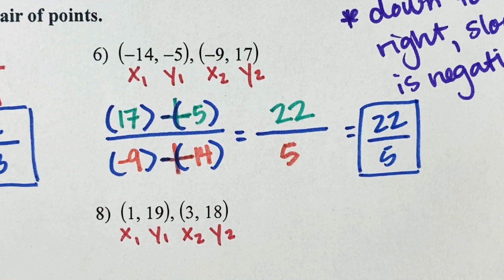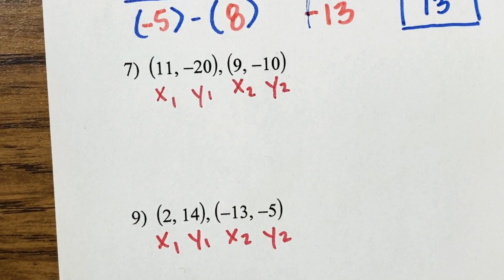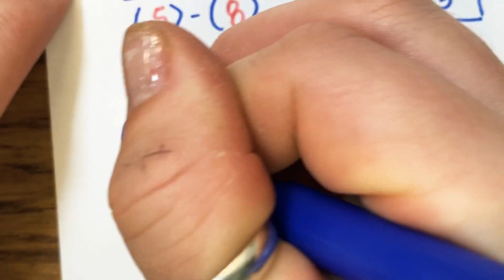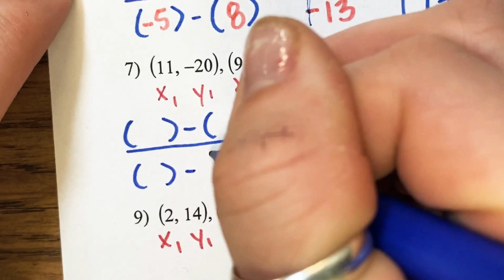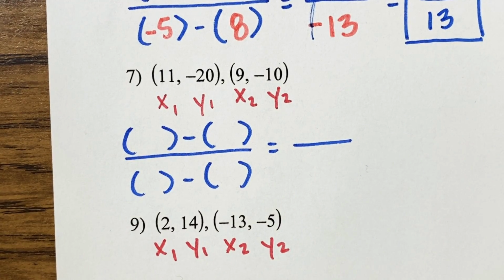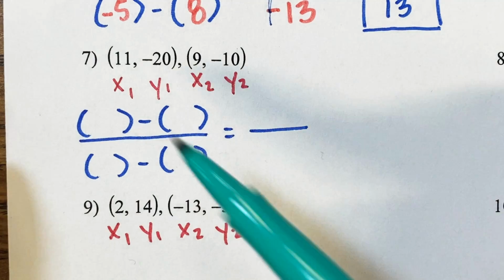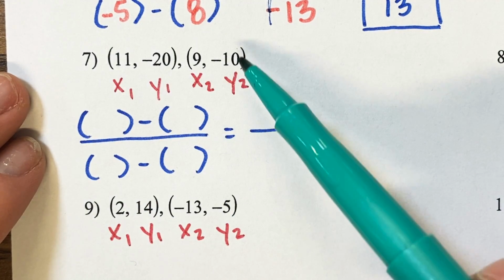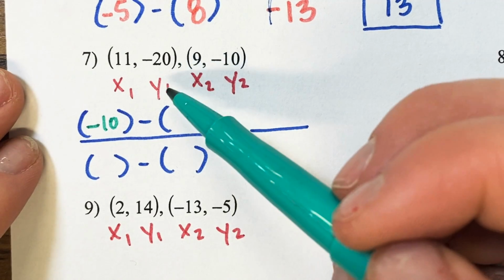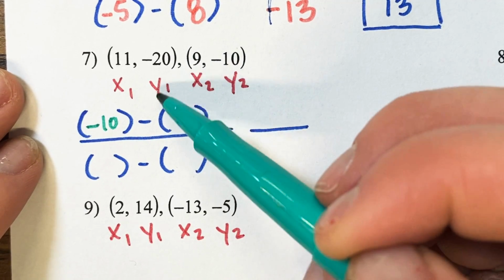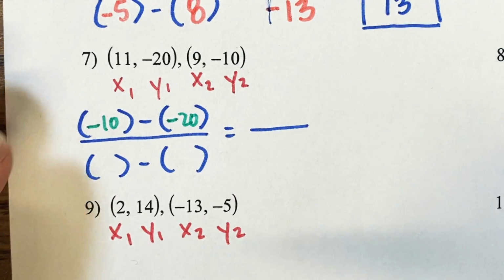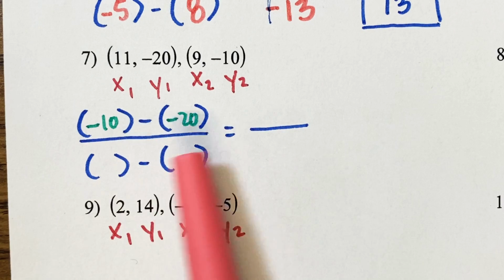Okay, let's do it again. Let's look at number 7. Write your formula with the blanks: y2 minus y1 over x2 minus x1. Okay, now let's fill in these blanks. y2 is my first space, so what number is above y2? Negative 10. y1 is my next space, what number is above y1? Negative 20.